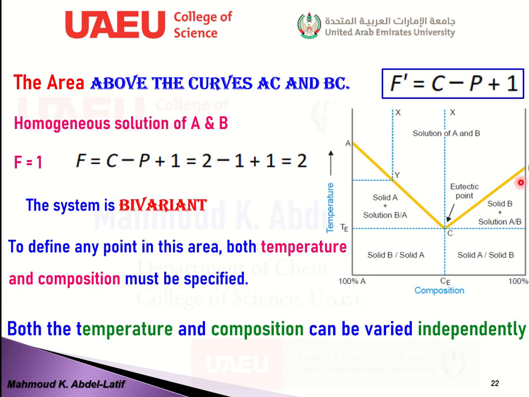At any line, line AC or BC, the system is monovariant, so you cannot change temperature and concentration independently. The same happens with respect to the BC line. The point C is called the eutectic point. The system is non-variant or invariant. You are not allowed to change the temperature or composition. And the composition here is called the eutectic composition. The system above, as we mentioned, is bivariant.